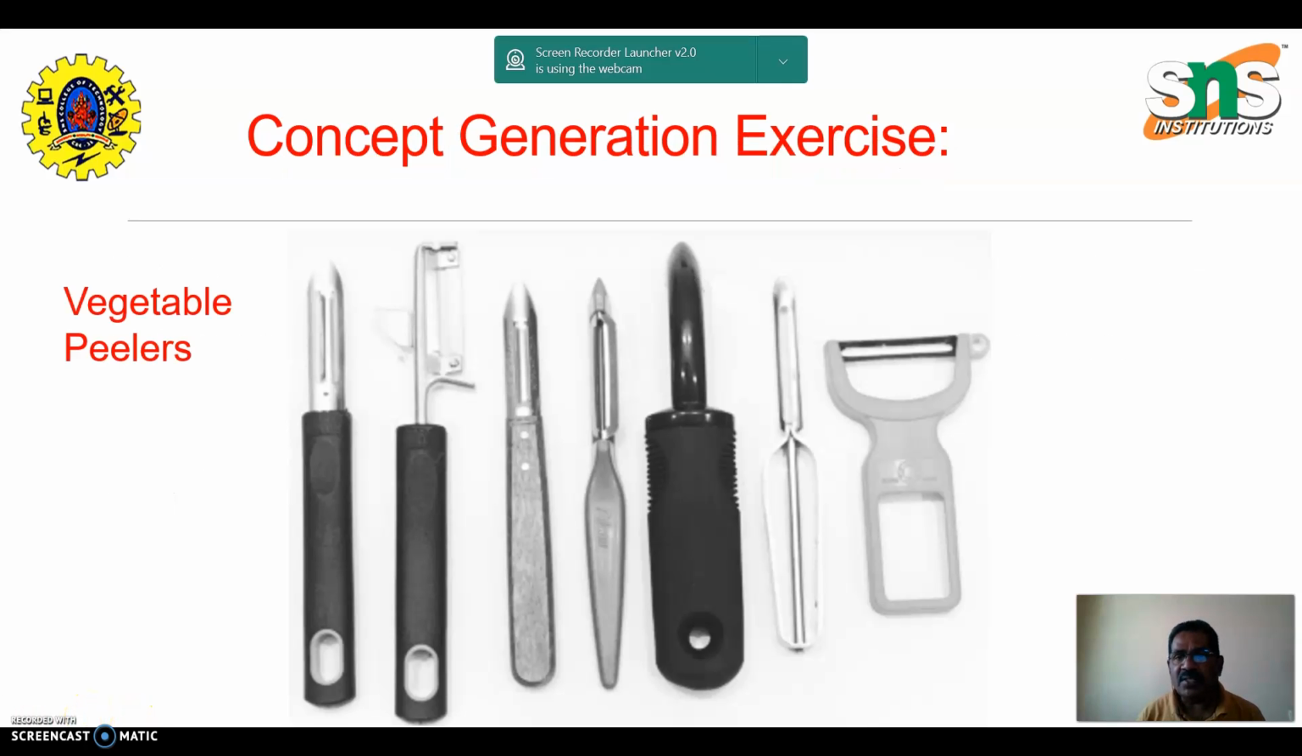Now the concept generation exercise, we would like to have an exercise like this. It is a vegetable peeler. This material is available in textbooks, and like Ulrich and Eppinger, it has been taken from there. Now there are different kinds of peelers. Which one would you like to buy? What is it that one peeler does something more than the other? Why are some peelers not good and why are some peelers better?